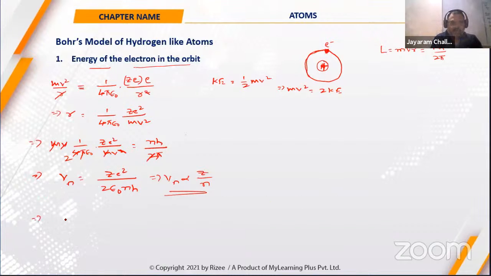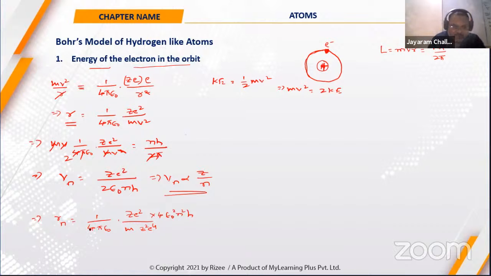So when I substitute this velocity in the radius relation here, the radius of the nth orbit can be obtained from 1 by 4 pi epsilon naught times Ze square by m into the velocity of the nth orbit square, that will be Z square e to the power of 4 into 4 epsilon naught square into n square h square.